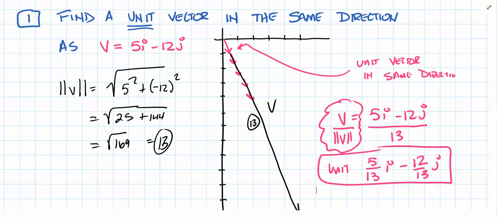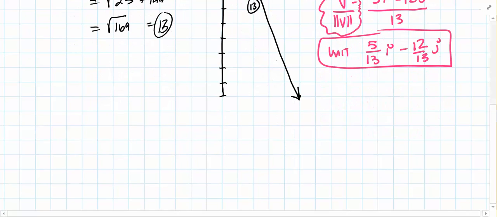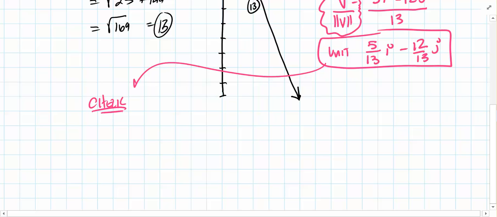So if you think about it, that means that we're going over 5/13 and we're going down 12/13 of a vector itself. So now then, how do we check to make sure that we did this right? Well, if we're going to check, that means that the magnitude of the unit vector needs to be what? What's the magnitude of the unit vector have to be? 1, yes, very good. So let's check and see.